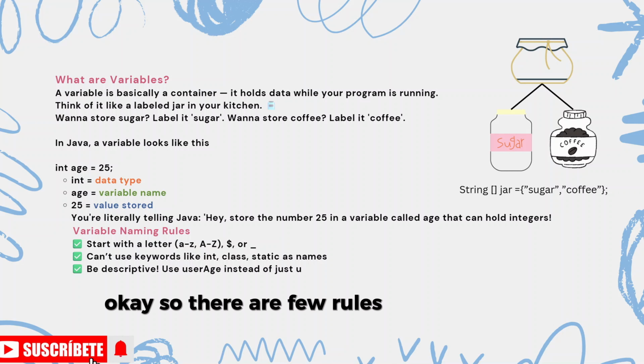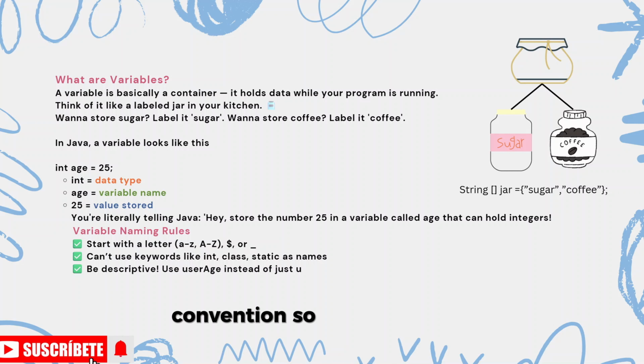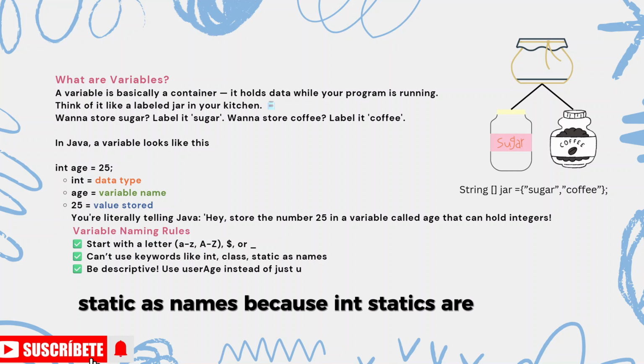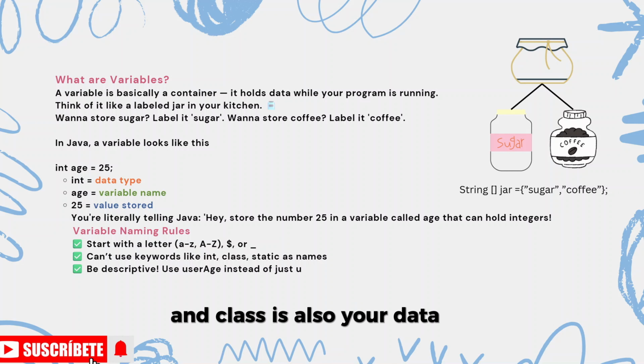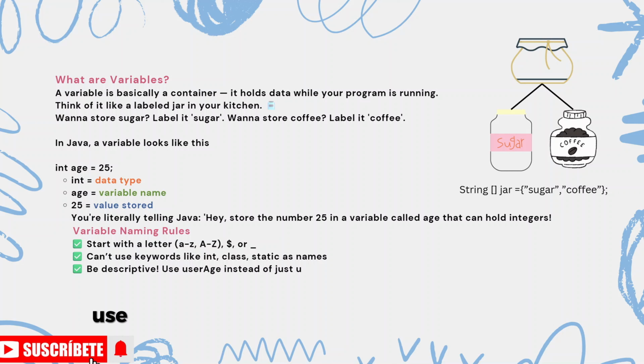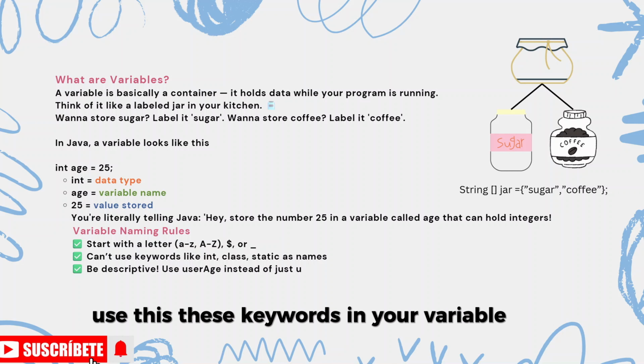There are a few rules for variable naming conventions. A name can start with a letter, A to Z or capital A to Z, or you can use a dollar sign or an underscore. You can't use keywords like int, class, static as names, because int is a data type and class is also a keyword, so you cannot use these keywords in your variable name.